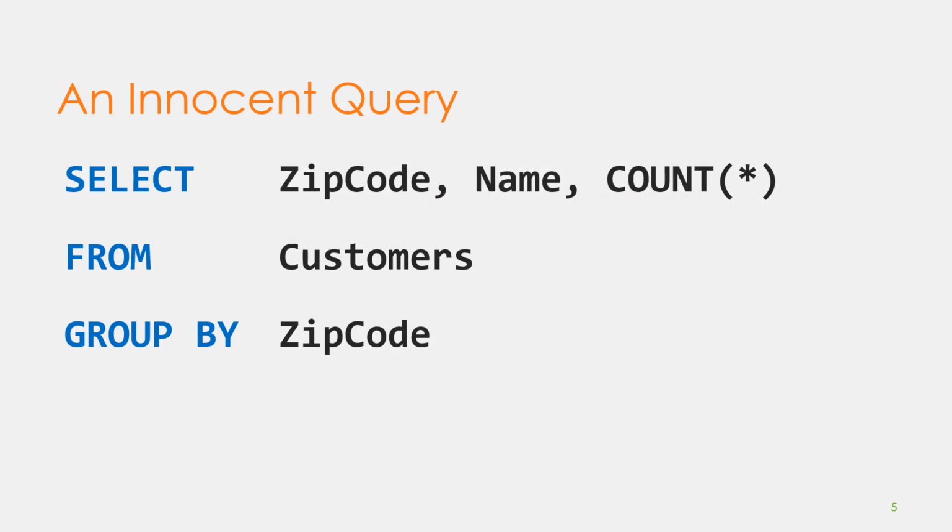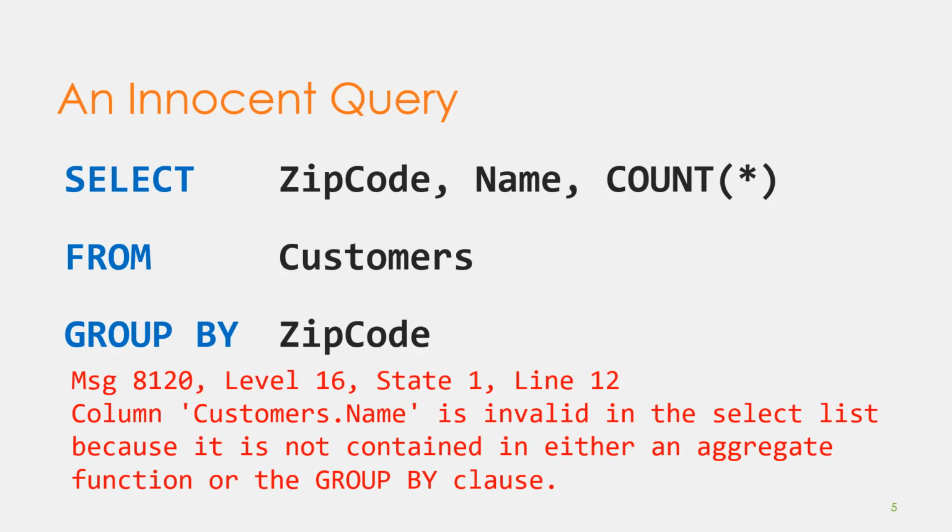You may come up with a query like this one, but when you try to execute it, you get the dreaded error 8120. Name is invalid in the select list because it is not contained in either an aggregate function or the group by clause. While the error text is quite verbose, I often see even experienced developers scratch their heads trying to figure out what's going on.